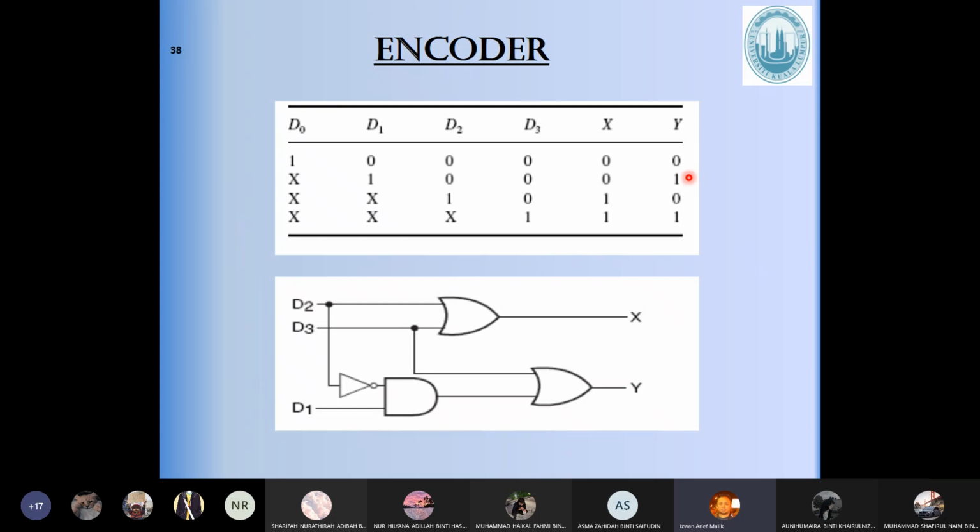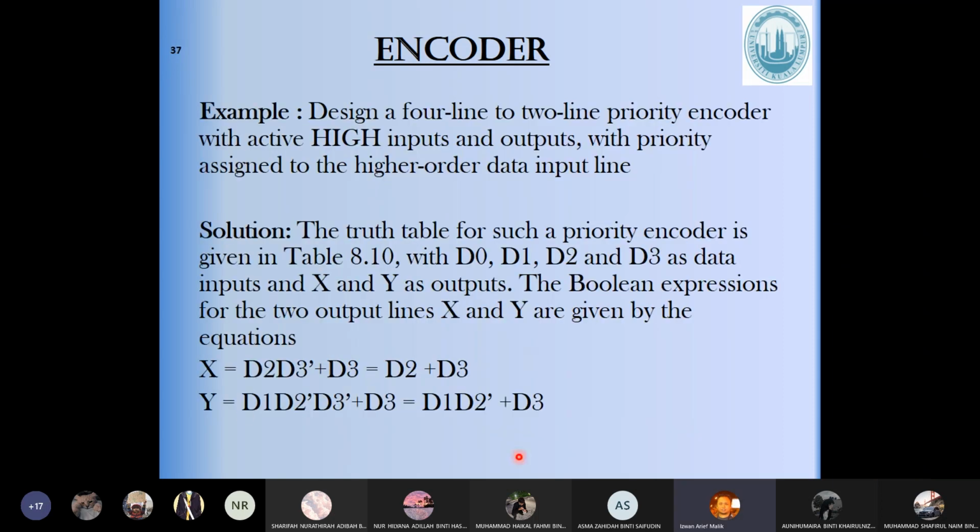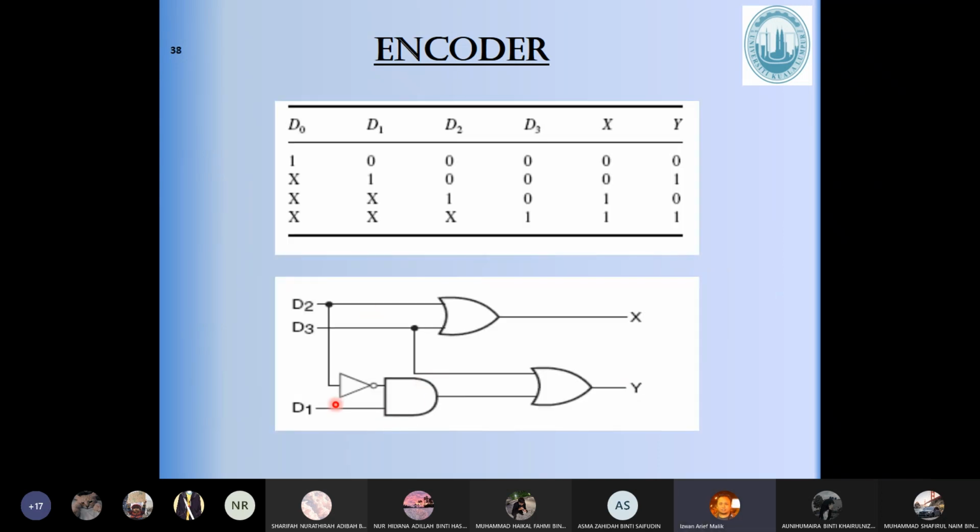For Y, the first one is D2, D1, D2 bar, D3 bar. So D1, D2 bar, D1, D2 bar, D3 bar. Okay, this also has simplification. D1, D2 bar, D3 bar plus D3, we get D1, D2 bar plus D2, because D2 bar, D3 bar with D3 we can simplify. So D2 bar with D1 plus D3. So we get Y. Okay, so that is how it works.